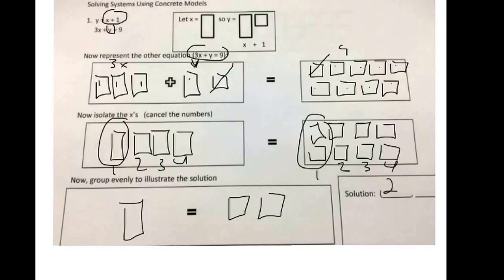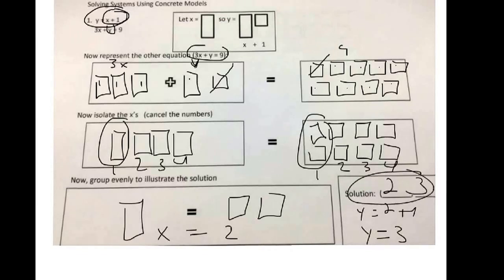So x equals 2. Once I find out that x equals 2, I'm going to take that and plug it right back into here. y equals x plus 1. I'm going to take out x, put in 2, and I find out that y is equal to 3, and so there is my answer, (2, 3).